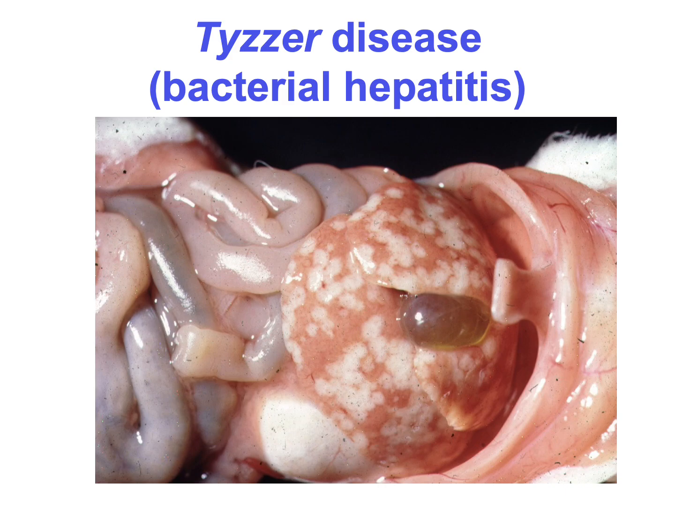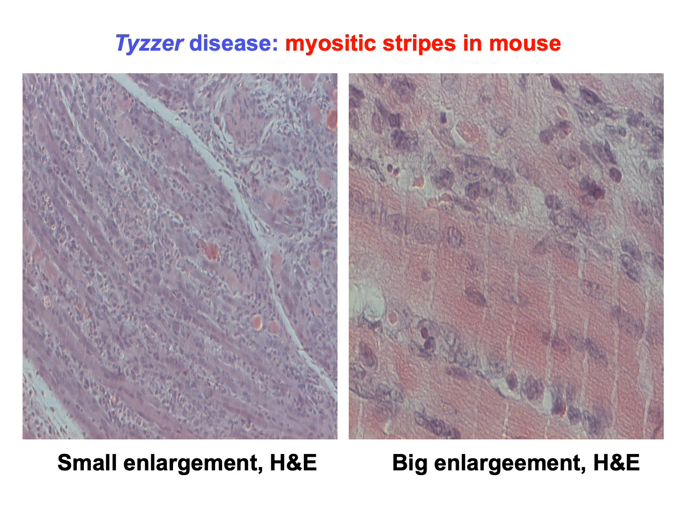And the next picture shows us Tyzzer disease macroscopic gross signs in the liver, bacterial hepatitis. And the third is the heart muscle, myocytic stripes in a mouse in small enlargement. Can you see this myodegeneration, and in big enlargement?